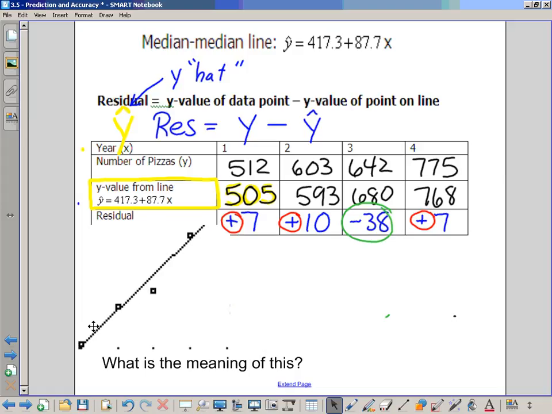All right, so what we do next is we calculate what's called the sum of the residuals. Let's get this out of here for a minute. We want to add the residuals together. 7 plus 10 plus negative 38 plus 7.